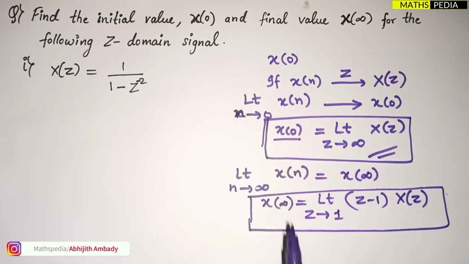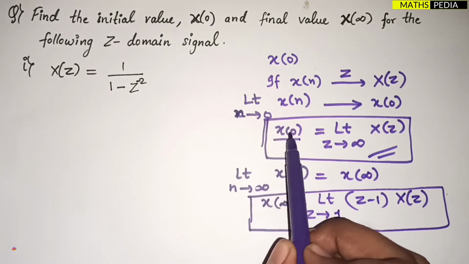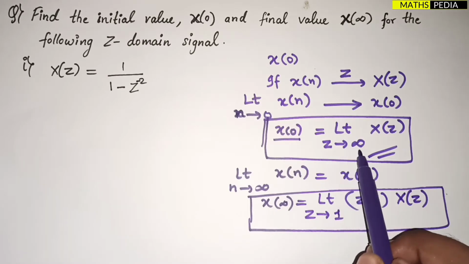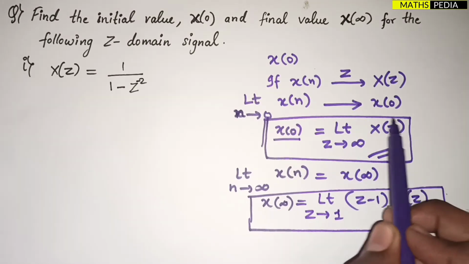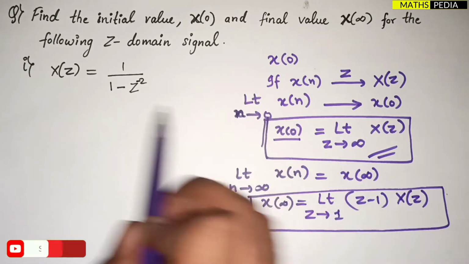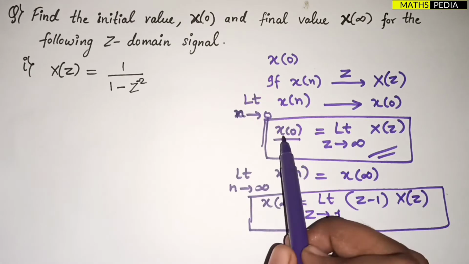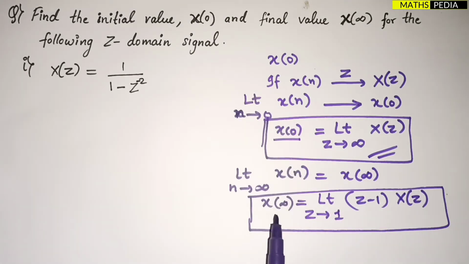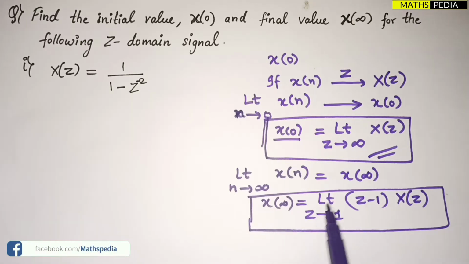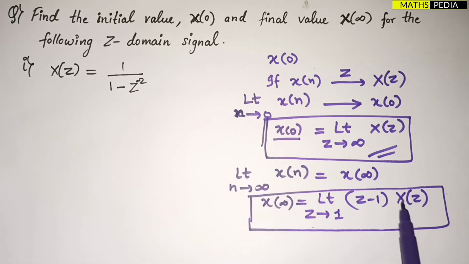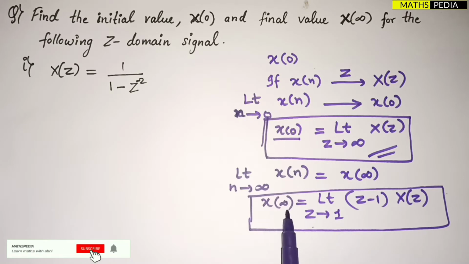Okay, try to understand here. This was x of 0, the initial value theorem, which is equal to limit z tends to infinity X of z. X of z will be given in the question. The function will be given in the format of X of z, and we need to apply the limit and find the answer for x of 0. Here also the same thing: in the final value theorem, x of infinity is equal to limit z tends to 1, z minus 1 into X of z. You have to apply this in order to find x of infinity, that is nothing but the final value. So let us see the problem now.